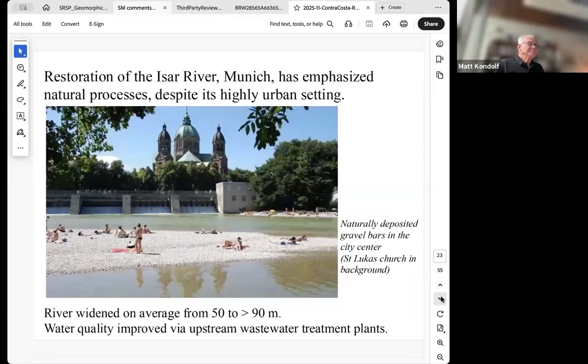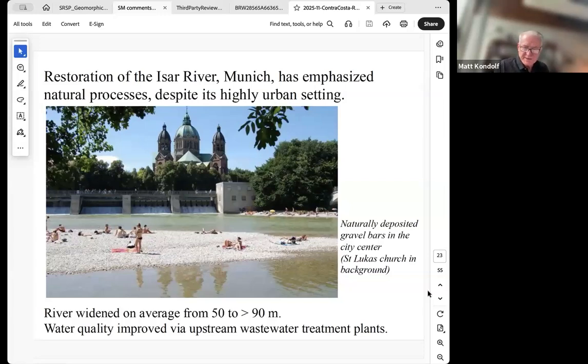And one thing that I find inspiring about this is that you look at these natural river forms throughout the city like this. These gravels were added to the river upstream. They were transported downstream and deposited in these natural bar forms. And in addition, the river overall was widened from an average of 50 to 90 meters. So it's this combination of some interventions that are designed to interact with the high flows to produce the heterogeneous habitat that you want in the end.